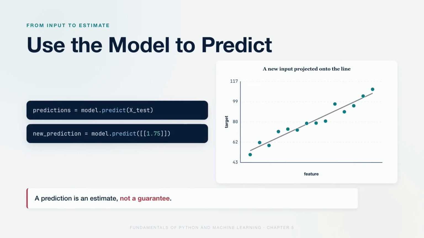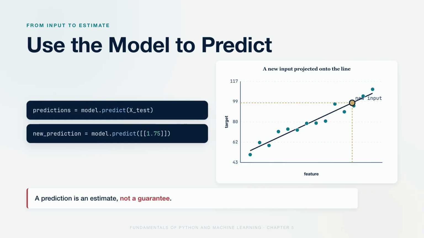After training, we can use the model's predict method. To evaluate the model, we usually pass X_test and obtain one prediction for each test row. We can then compare those predictions with the actual values stored in y_test. We can also make a prediction for a new input. Notice that a single feature value might still be written inside two sets of brackets. The outer structure represents the rows or samples. The inner structure represents the features for that sample. The model returns a prediction based on the relationship it learned from the training data.